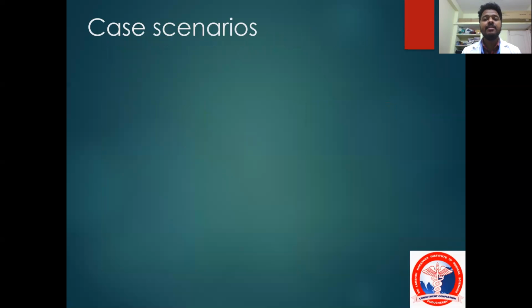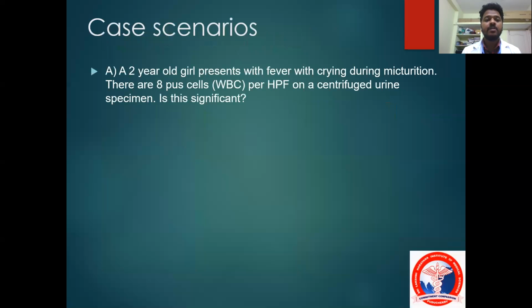So we will be seeing some more case scenarios. First case scenario, a 2-year-old girl presents with fever with crying during micturition. There are 8 pus cells per high power field on a centrifuged urine specimen. Is this significant? So the kid is having fever with crying during micturition. So symptoms are there. On centrifuged urine specimen, there are 8 pus cells.